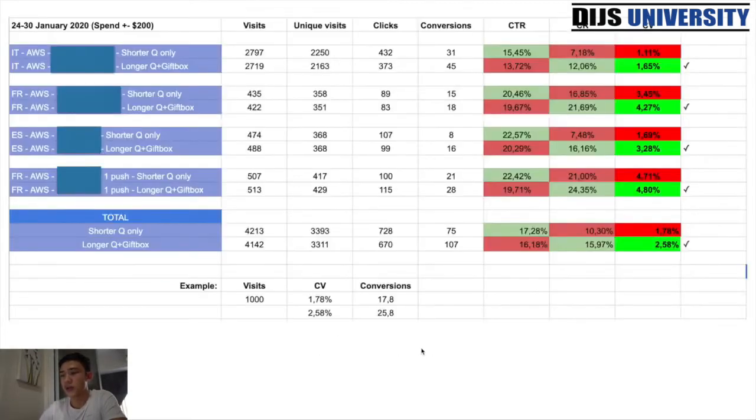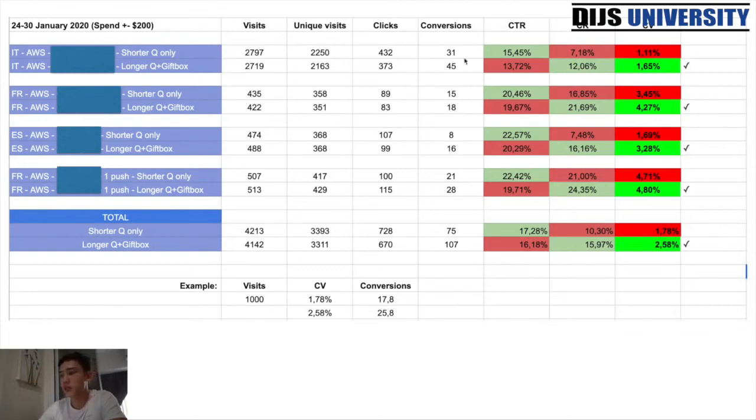So I guess you're wondering, how did you get that data? Well, I ran 4 different campaigns. These were quite the same campaigns in different geos: Italy, France, and Spain. I spent about $200, and there were a total of about 8,000 visits spread across those 4 campaigns. And for all the campaigns, I split tested the 2 landing pages, the short one and the long one.